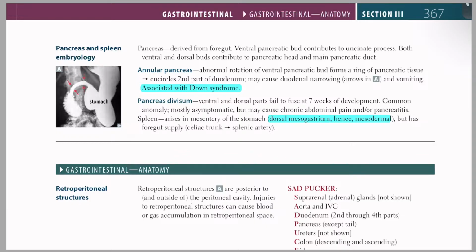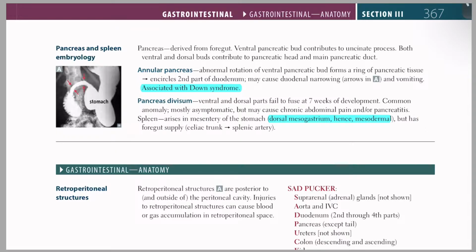Pancreas and spleen embryology. Pancreas derived from foregut. Ventral pancreatic bud contributes to uncinate process. Both ventral and dorsal buds contribute to pancreatic head and main pancreatic duct. Annular pancreas, abnormal rotation of ventral pancreatic bud forms a ring of pancreatic tissue. Encircles second part of duodenum, may cause duodenal narrowing, arrows in A, and vomiting, associated with Down syndrome.